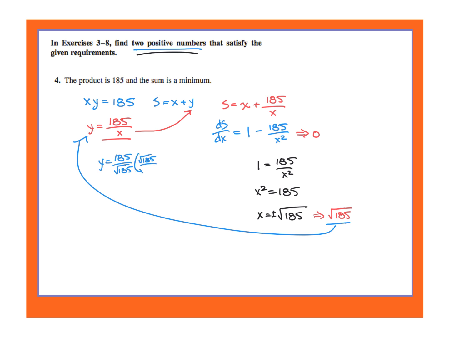Square root 185 over square root 185. And so now up top, I'd have 185 square root 185 over what? 185. So what happens to the 185s? They cancel out. So we're just left with what? Square root 185. So my two positive numbers are square root 185 and square root 185.